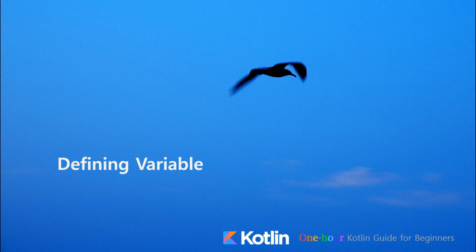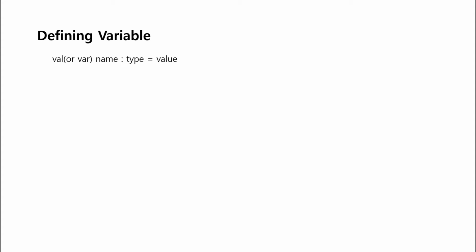Let's talk about variables. When defining variables in Kotlin, we're going to use the val or var keywords. val variables, also called read-only variables, mean that once a value is assigned, it can't be changed. var variables, on the other hand, are so-called mutable variables, which means we can change the value anytime.